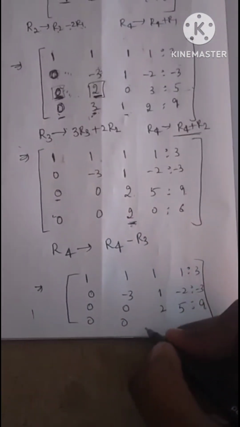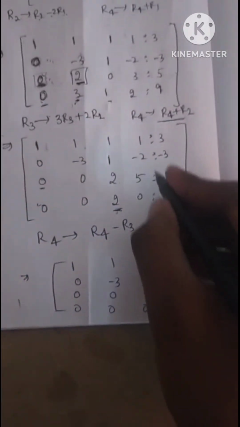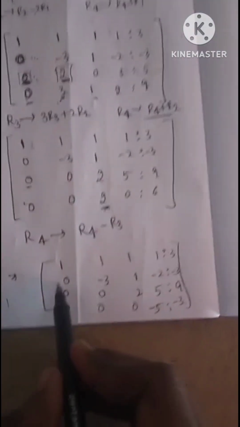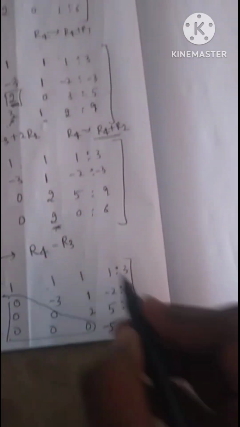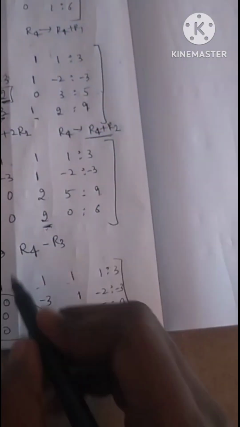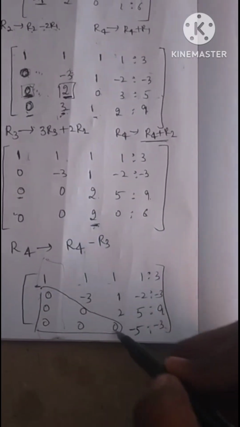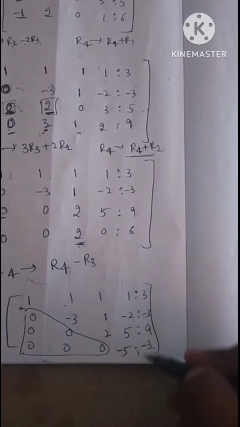2 minus 2 is 0. 0 minus 5 is minus 5. 6 minus 9 is minus 3. So now this all has become 0. So now we'll write the equations again. These are the coefficients of x. These are all coefficients of y. These are coefficients of z. These are coefficients of w. So these are the RHS part.